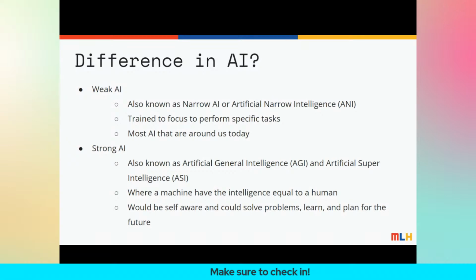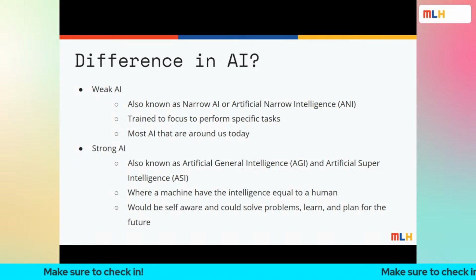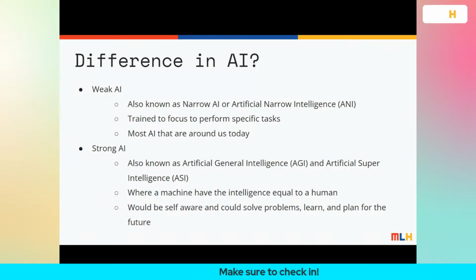So the next level of strong AI is known as artificial super intelligence. This is where machines would be self-aware. They could solve problems, learn, and plan for the future. They're stronger than humans, right? Because it's when AI surpasses human intelligence and can perform any task better than a human with its cognitive processes or abilities.